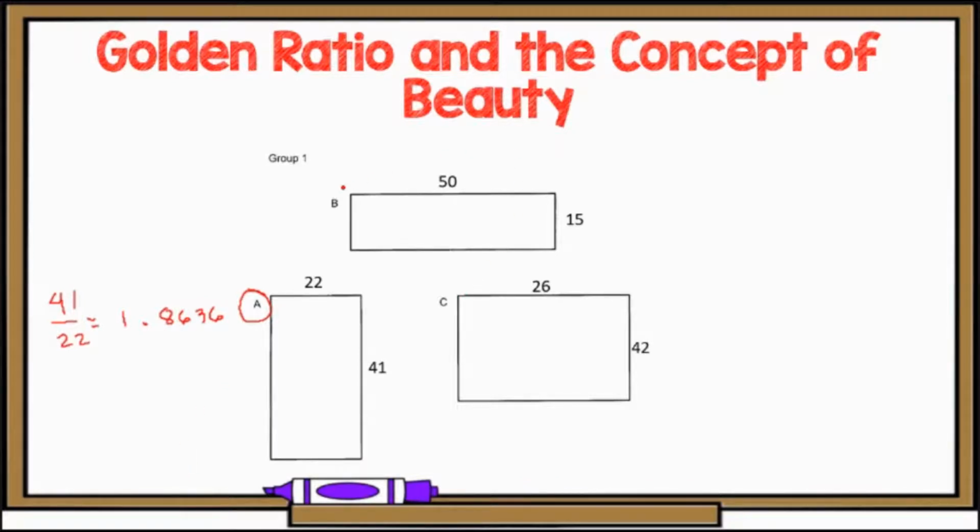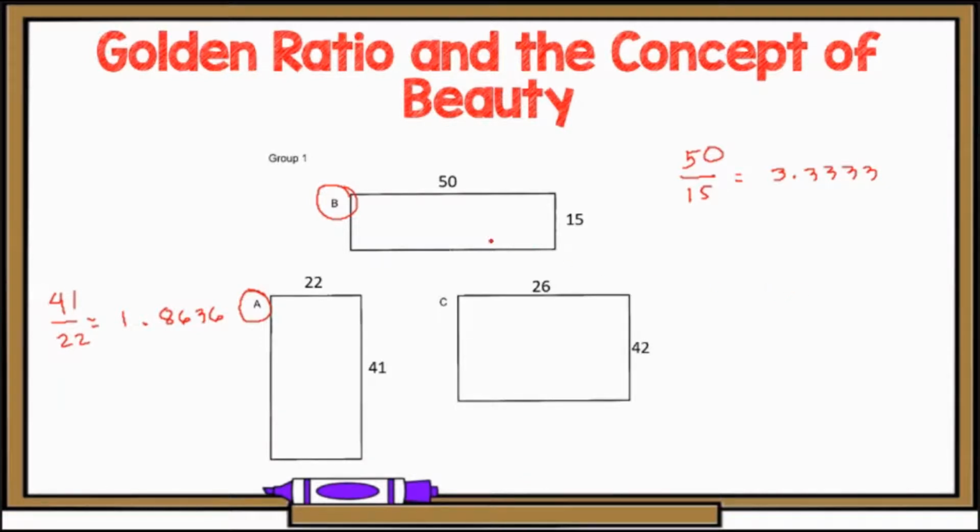Let's go to rectangle letter B. Again, let us divide the longer side by the shorter side. The longer side is 50 and the shorter side is 15. What value did you arrive with? Alright, if you ended up with 3.3333, then your answer is correct.